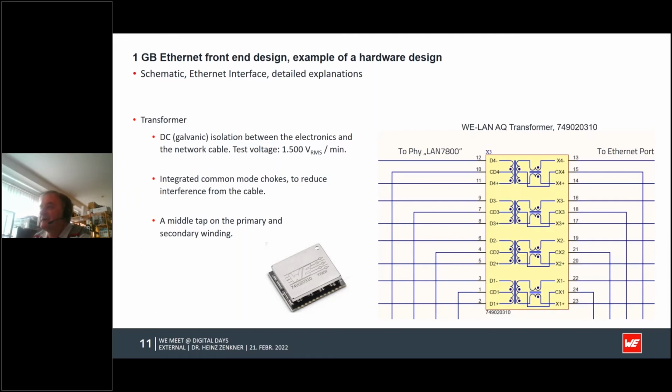It has, like mentioned, the integrated common mode chokes here, which need a high symmetry to reduce the emission and to strengthen the immunity. And it has, on the left and right, or primary and secondary side, the middle tap, which needs to be connected, again for the symmetric impedance matching.